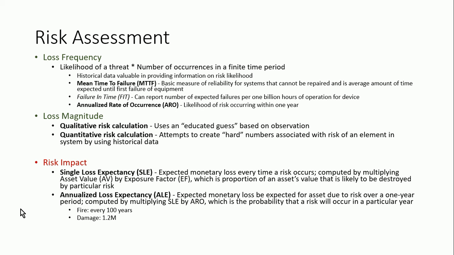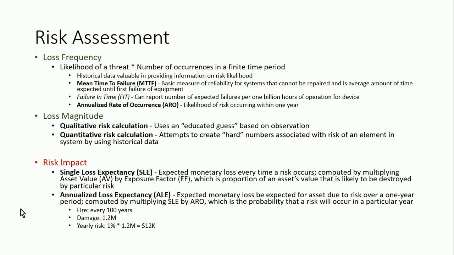So $1.2 million. If I take the yearly risk, or the annualized rate of occurrence, which is 1%, right? If the fire happens every 100 years, that's 1 divided by 100, which is 1%. So that's a 1% annualized rate of occurrence times the damage, or the magnitude, which in this case is $1.2 million. So that means my yearly exposure is $12,000.